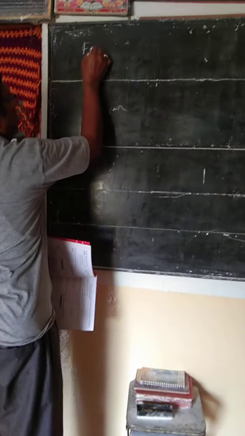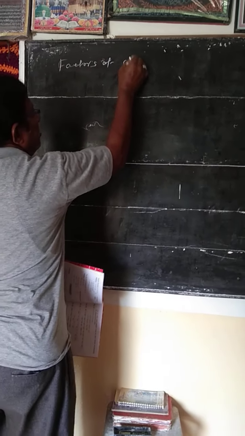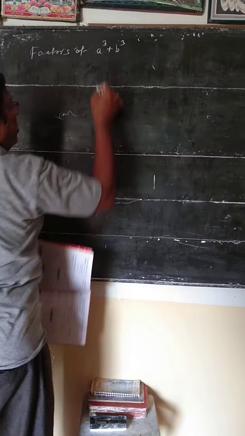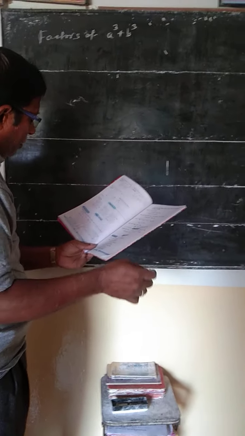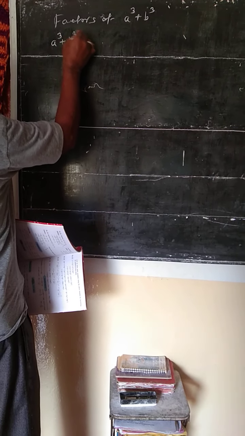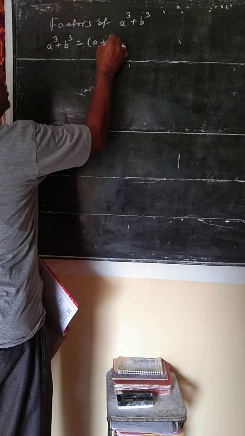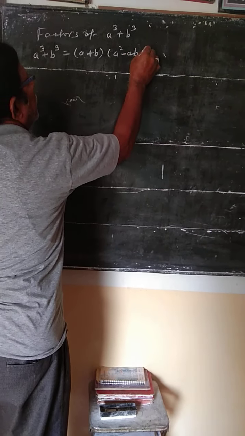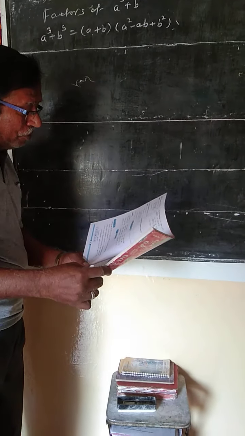Factors of a cube plus b cube. a cube plus b cube is equal to, in the first bracket a plus b, in the second bracket a square minus ab plus b square. And the proof of this is given.